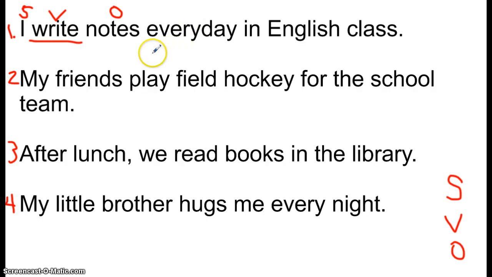All right, here are the answers. In number 2, play is the verb. The players, the doers, are my friends. What's getting played? What's receiving the playing? Field hockey. In this sentence, number 3, read is the action. We read books in the library. The readers, the doers, are we. What is getting read is the books. They're the object. My little brother hugs me every night. Hugs is the action. My little brother is the hugger, the doer, and I'm the one that receives the hugs. So that makes me the object.